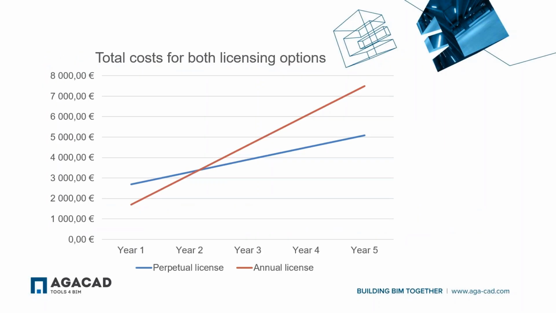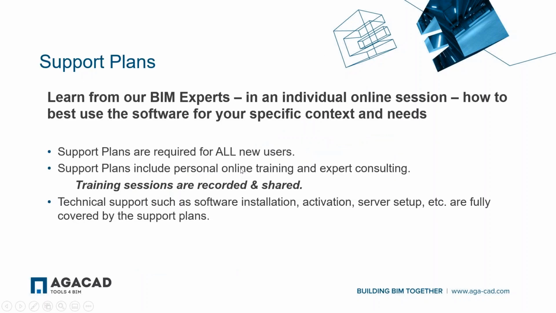There's also the visual comparison between the two licensing types in total costs over a period of 5 years. You can see that if you are planning to use the software for more than 2 years, perpetual license is the more cost-effective option. Together with the license, whether it be perpetual or annual, we also include a support plan, which is mandatory for all new users and includes personal online training, expert consulting, as well as technical support. All training sessions are recorded and then shared with you for later viewings.